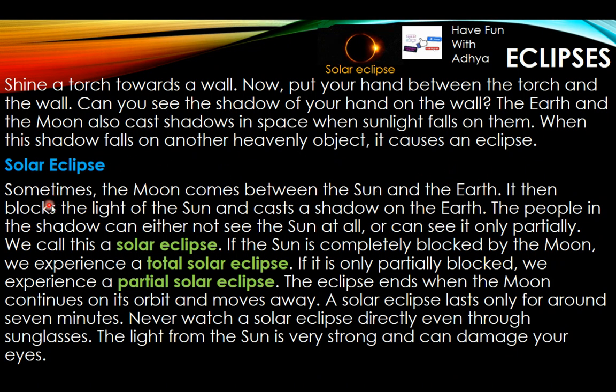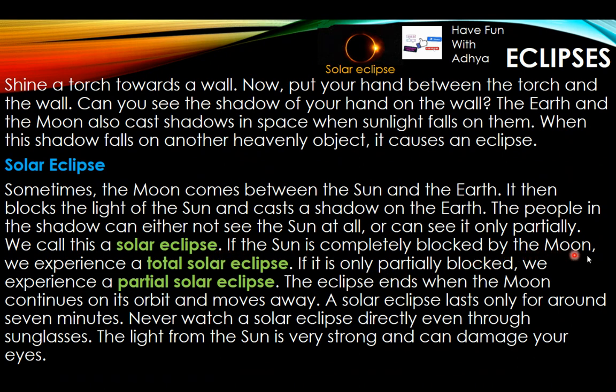Solar eclipse. Sometimes the moon comes between the sun and the earth. It then blocks the light of the sun and casts a shadow on the earth. The people in the shadow can either not see the sun at all or can see it only partially. We call this a solar eclipse.